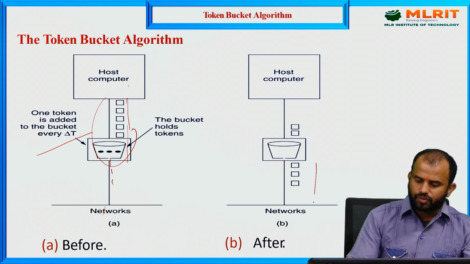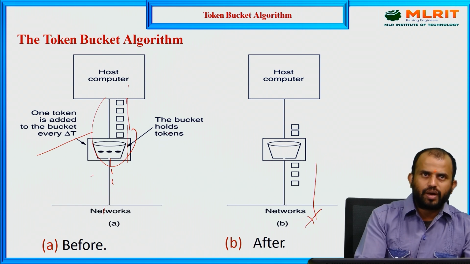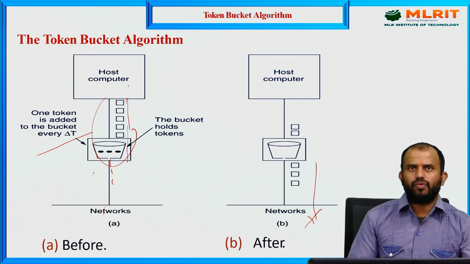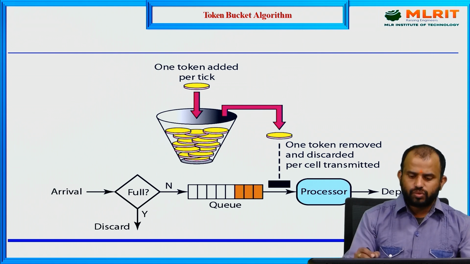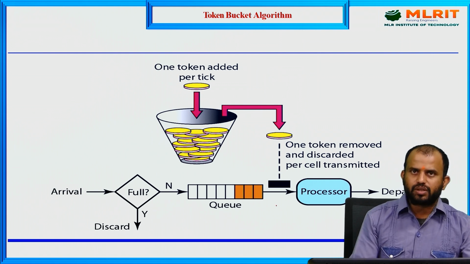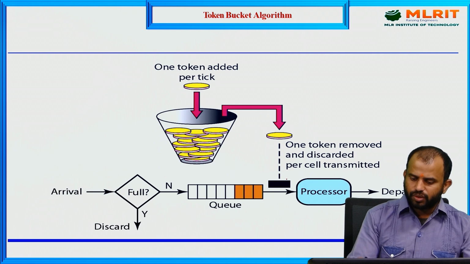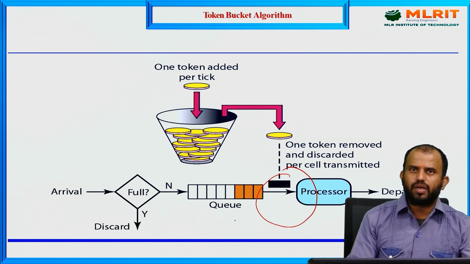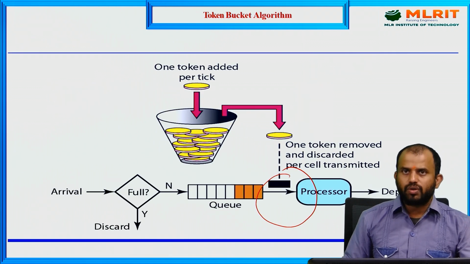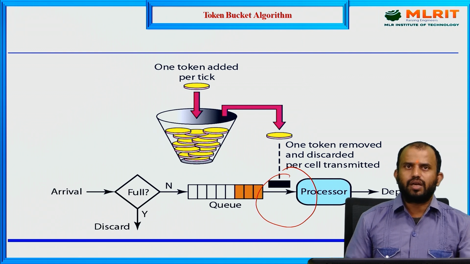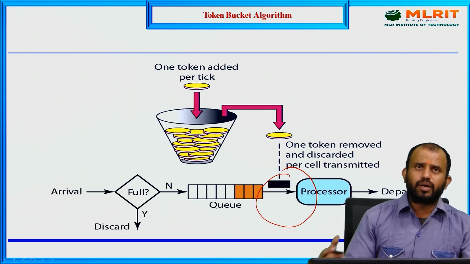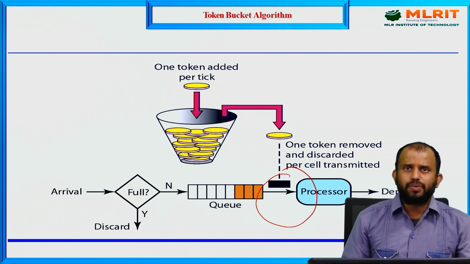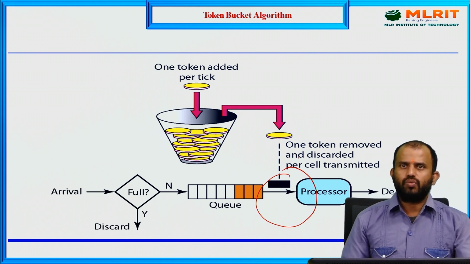After that one we have to release the value, hold the values and release the value before and after this token bucket algorithm. So in this token bucket algorithm, we have the queuing structure, which we discussed in the previous session. Between the queue and the process, one token is removed or discarded per cell transmitted. So one token should be removed and discarded per cell transmitted.